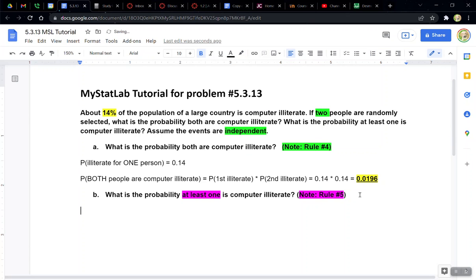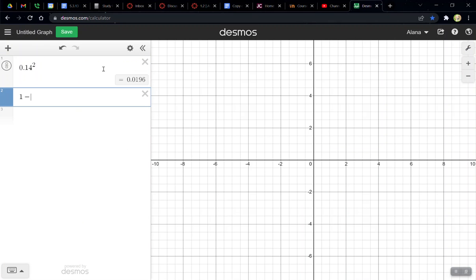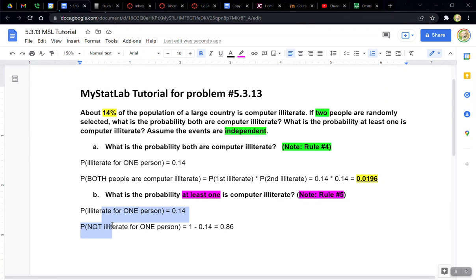Okay, well, again, the probability of illiteracy for one person is 0.14. That's still the same. The probability of not illiterate for one person is the complement of that, right? So that would be 1 minus 0.14, which is 0.86, if you don't believe me. There you go. See? Okay, so why did I do that? Why did I figure out this not illiterate thing?